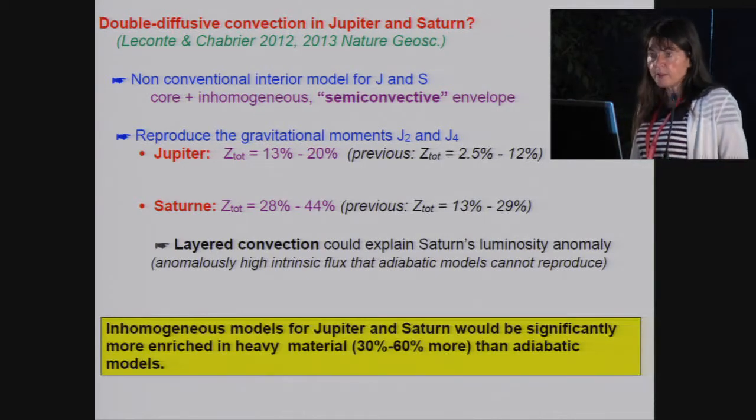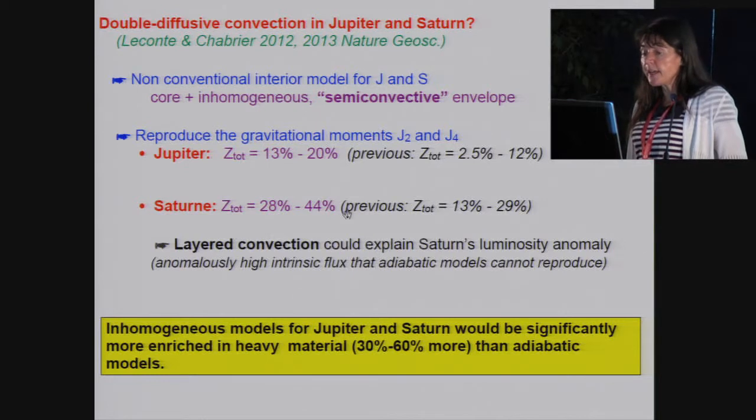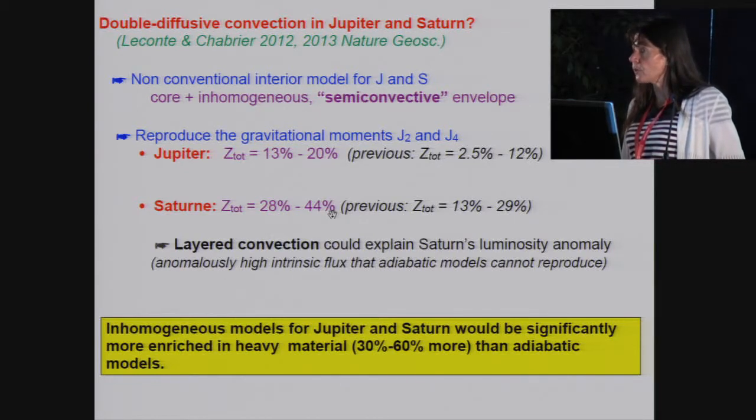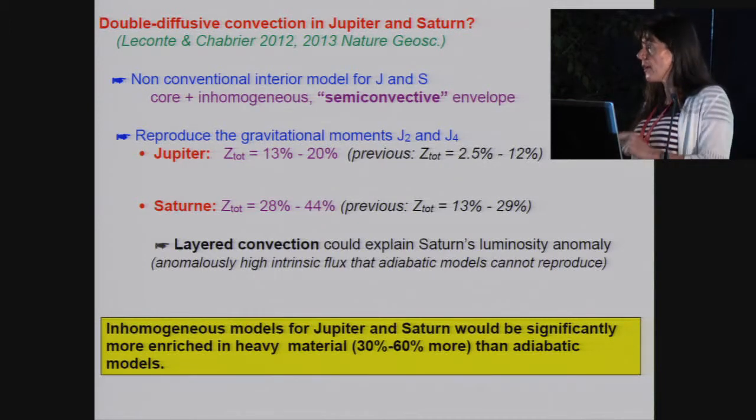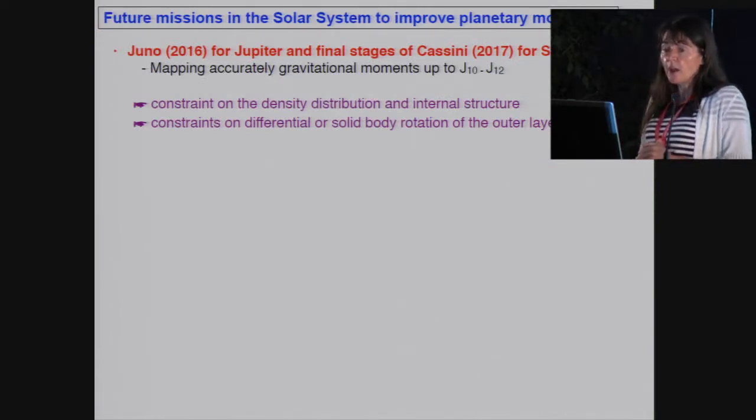And maybe the takeaway message is that inhomogeneous models of Jupiter and Saturn, if you want to reproduce the mass and the radius of an object, would predict a much higher abundance of heavy material. And this is important in the perspective of transiting planets where we have only the mass and the radius. Whether you assume a fully convective, adiabatic object or not, remember that you will have a totally different estimate of the bulk composition. So this is why this is an important process to take into account.